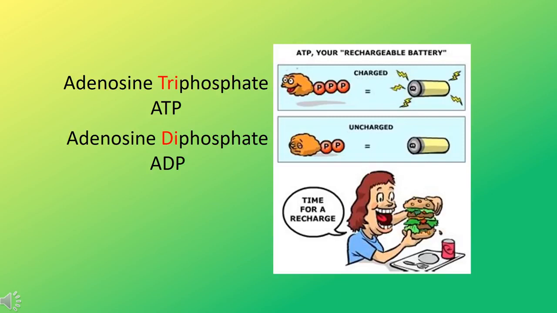You can think of ATP like a rechargeable battery. ATP is like a full battery with lots of energy available, while ADP is similar to a dead battery needing to be recharged. But how do we do this?